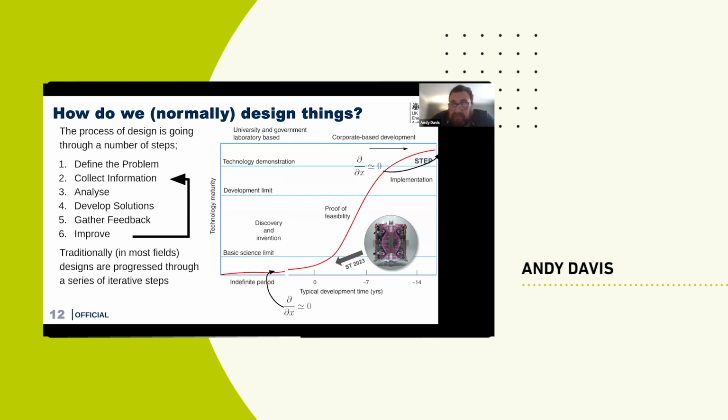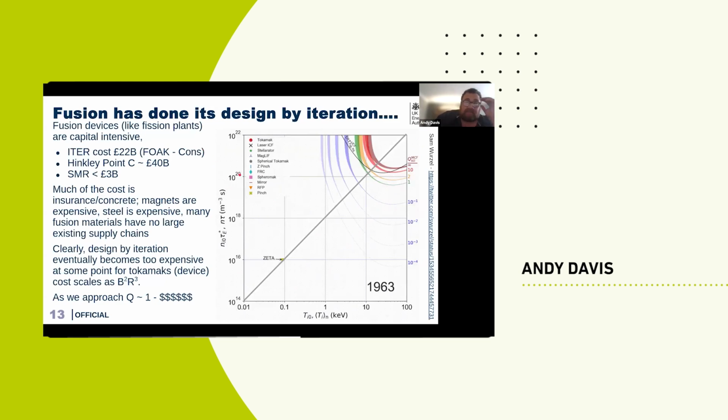And this is how nearly all products that we have today are developed, and they all happen at the top of this engineering S-curve where iterative design happens. But we have to go from this part of the curve to this part of the curve without going down the middle. And the reason for that is simply cost. Fusion plants, like fission plants, are simply capital expensive. If you look at the construction cost of ITER, that's not including the operation cost, just the construction cost, ITER would cost around about £22 billion.